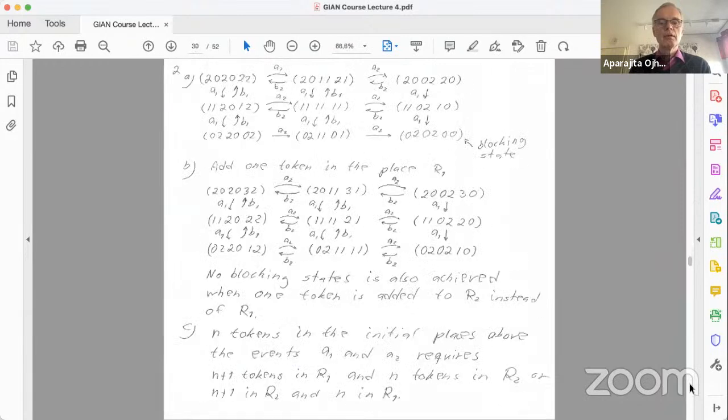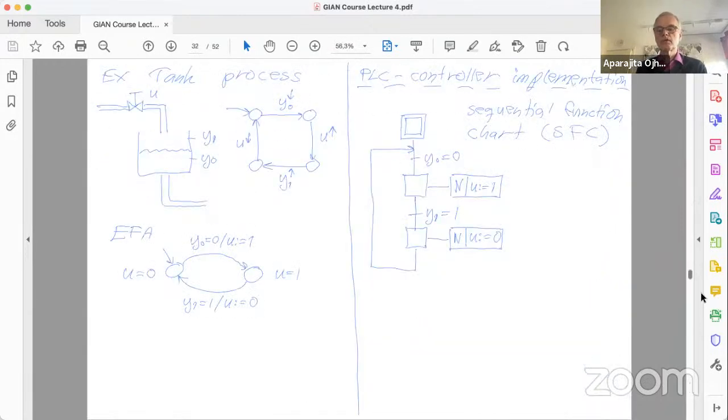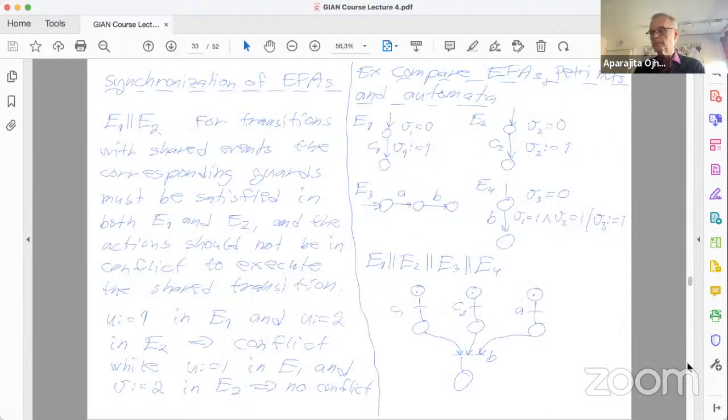Then we can continue with these extended models where we also now include variables. Maybe we should take, say, a 5-minute break before we take the last part. What do you say?